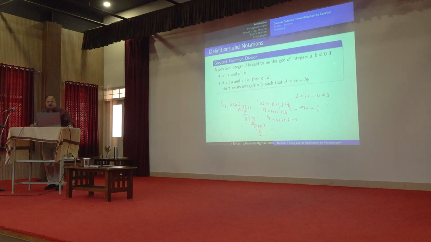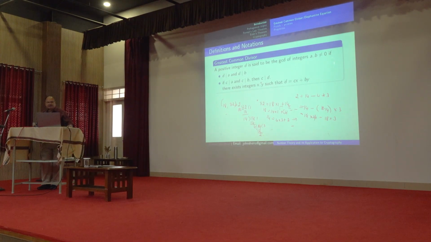14 minus 4 into 3. That 4 I take from the previous equation as 18 minus 14, and then I can write this as 14 into 4 minus 18 into 3. And then finally, I replace that 14, which was the remainder, so 14 times 4 minus 18 times 3, and that 14 is written as 32 minus 18. Now if you write that as 32 into 4 minus 18 into 7, that becomes a linear combination. The GCD becomes a linear combination of 32 and 18. This is called Euclid's algorithm. I require it sometimes.